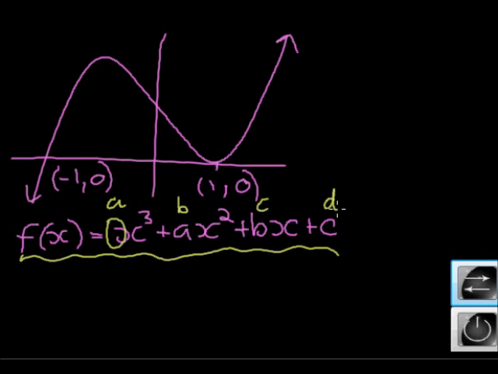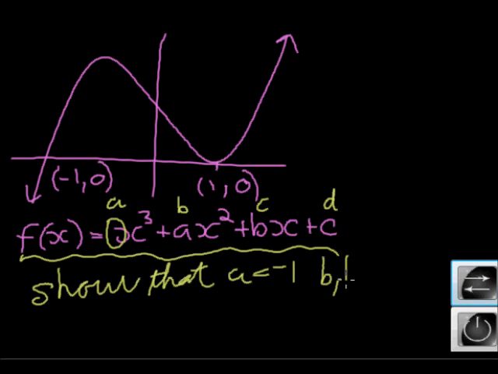Now, in the first question, they give you more information to say that the two x-intercepts are negative 1 and 0, and 1 and 0. That is the x-intercept. Now they ask us to show that a is equal to negative 1, b is equal to negative 1, and c is equal to 1.